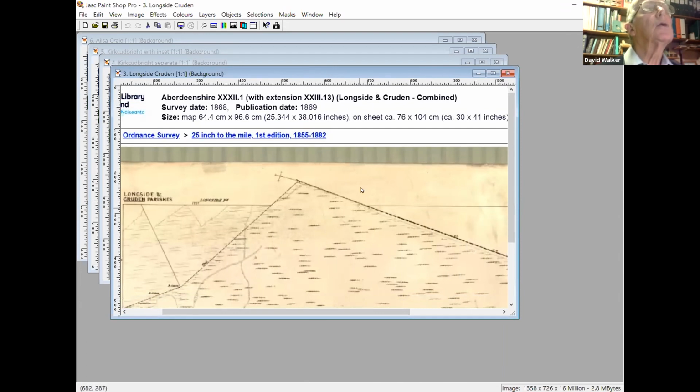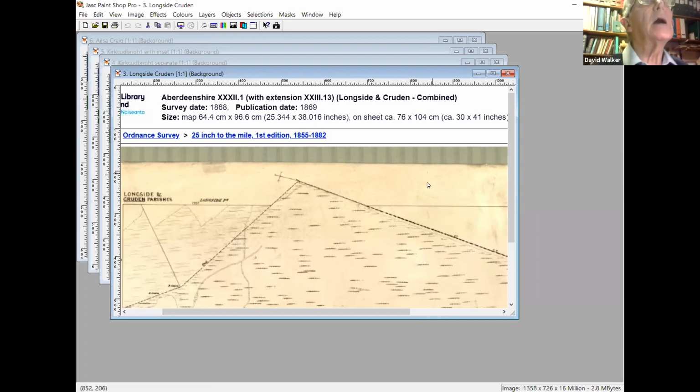This is called a combined sheet. And so what you've got is a chunk of uninteresting land in Cruden Parish in the middle of the map, and that is allowed to extend into its own margin at the top of the map. And there's one of Rob's crosses that I hadn't really known about before. And on the left-hand side, Longside Parish is allowed to be detailed, such as they are in this sheet.